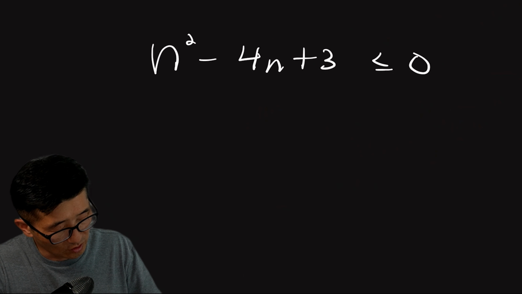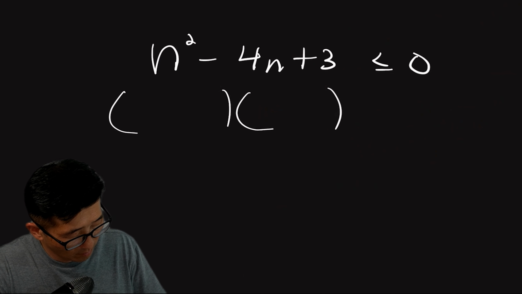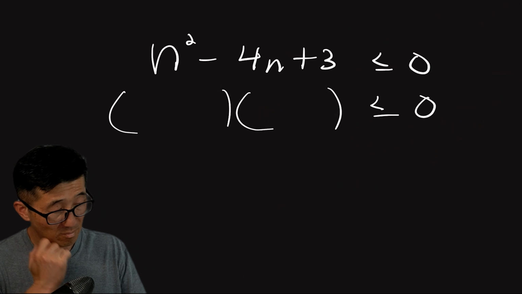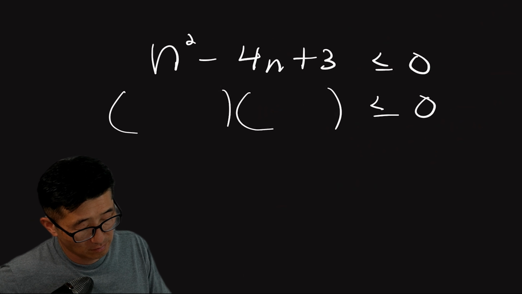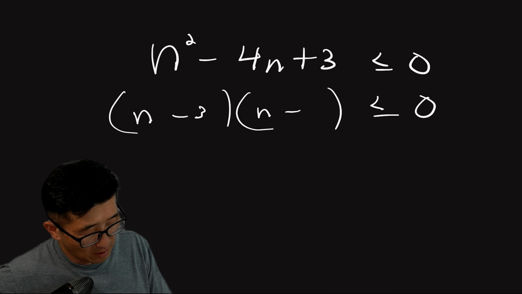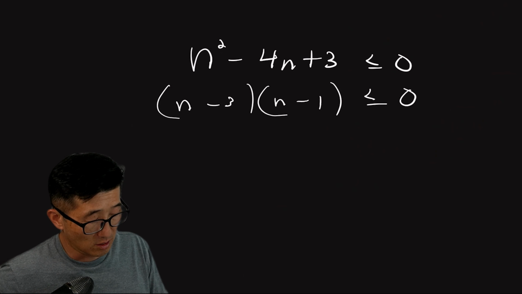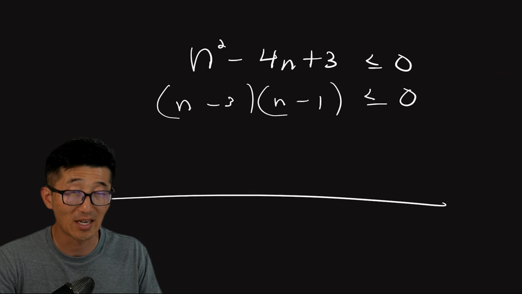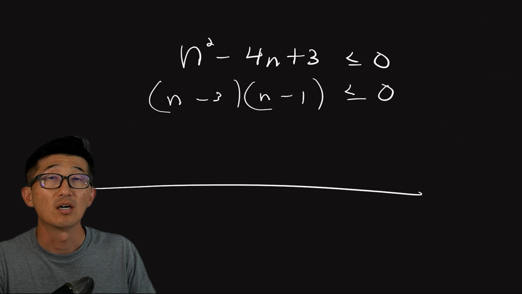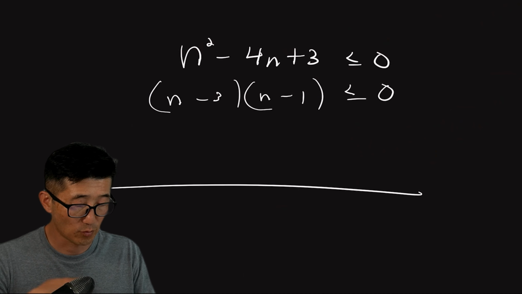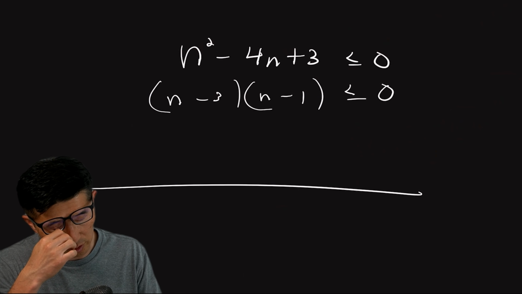Okay, what are your factors? N minus 3, n minus 1. Good. Okay. Now we draw a number line because when you do inequalities, you have to look at every possible value. What numbers are we going to start off with? We call these critical numbers. What are our critical numbers?